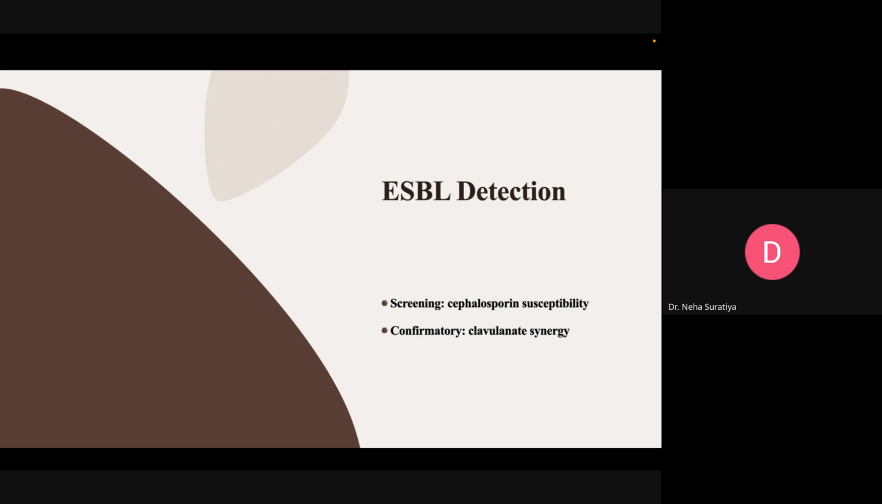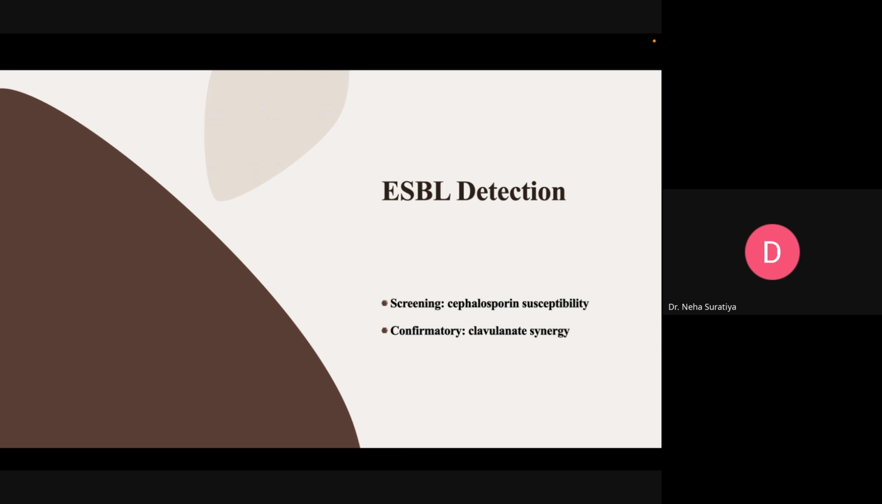How is ESBL detected? The lab suspects ESBL when the cephalosporin susceptibility decreases over time. Screening is done for cephalosporin susceptibility. Over time, cephalosporin susceptibility is decreasing, so the lab further suspects ESBL.